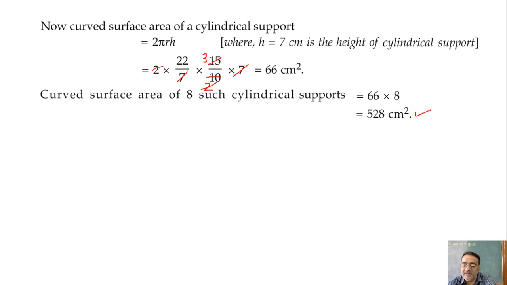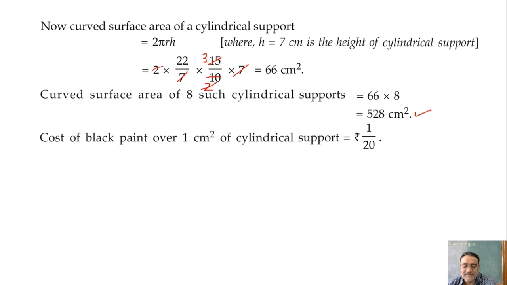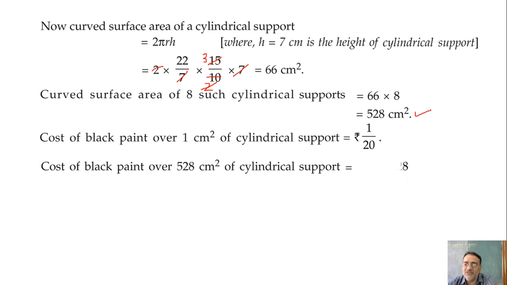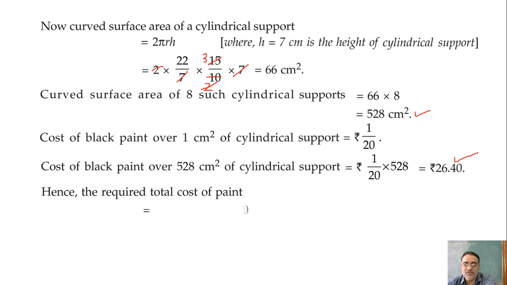Now the cost of black paint is given. How much? 5 paise. So 1 by 20 rupees. So 1 by 20 into 528. So what we are going to get? 26.40 rupees. So दोनों total हम लोग करेंगे, दोनों को add करेंगे. So that is 2,757.85 plus 26.40. If you add, we'll get 2,784.25, right? This is the final answer. Any doubt? No, sir. Okay.